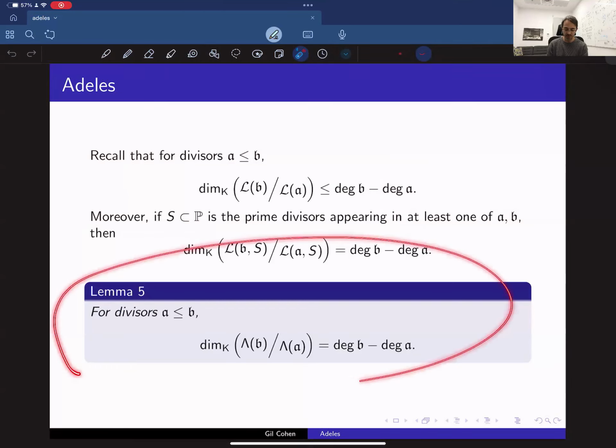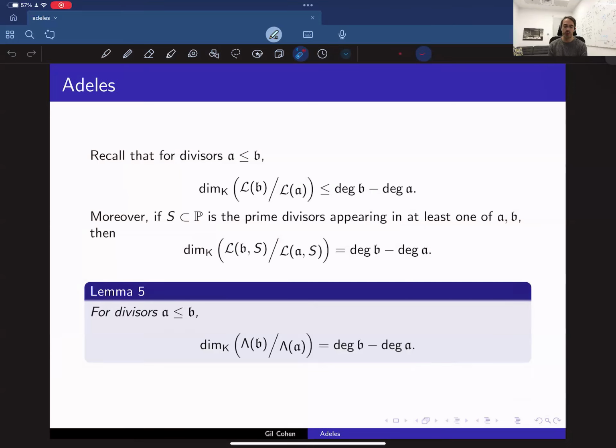So this lemma tells you that if you take a divisor A smaller than or equal to B, and you look at this quotient, right? So this is the Adele Riemann-Roch space corresponding to B, and that's corresponding to A. And since A is smaller or equal than B, this is a subset of that. And actually, both of them are K vector spaces, so this is a subspace of this K vector space. So what this lemma tells you is that the dimension of the quotient as a vector space over K captures exactly the degree difference between the two divisors.